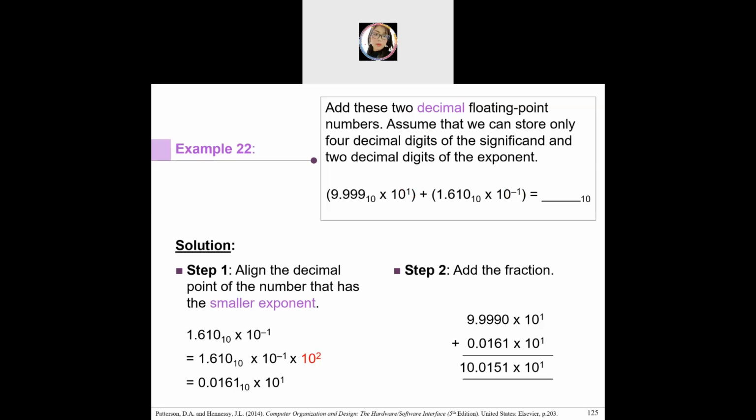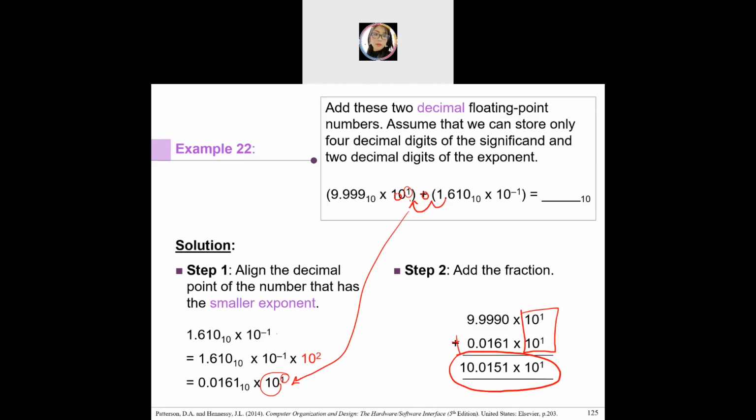So you will move to positive. Positive moves to the left. How many? You need to get 1. 2 times. 1, 2. So you will put 0, 0 in front. Then you will get 10 to the power of 1. After you get a similar exponent, then you can directly add.